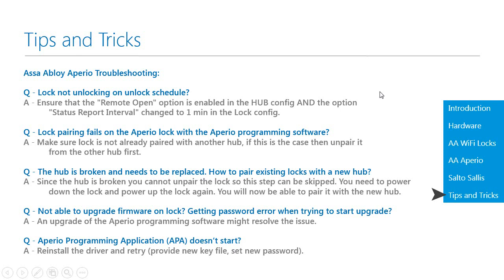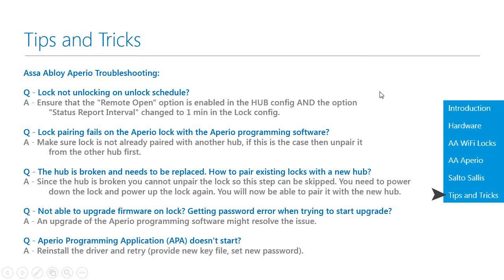Next one, if the lock pairing fails on the Aperio lock with the Aperio programming software, the first thing to do is make sure the lock is not already paired with another hub. If that's the case, then you need to unpair it from the other hub first, so the lock can only be paired with one hub at a time.